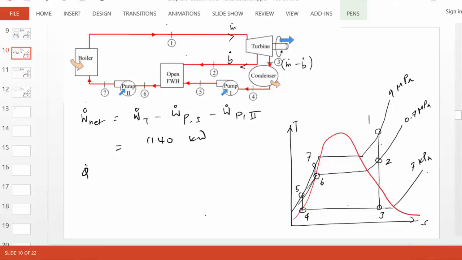kilowatt. If you try to find what is Q dot net, that will be Q dot in minus Q dot out, which we know must be equal to 1140, but we can calculate and show that it'll be 1140. Now, this net output is based on 1 kg per second flowing through the system.